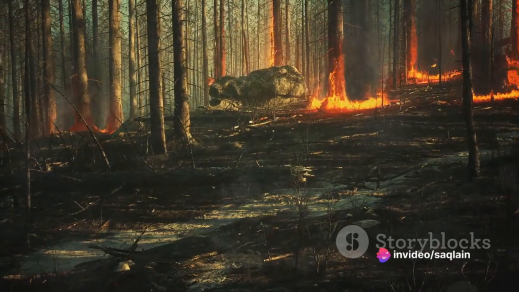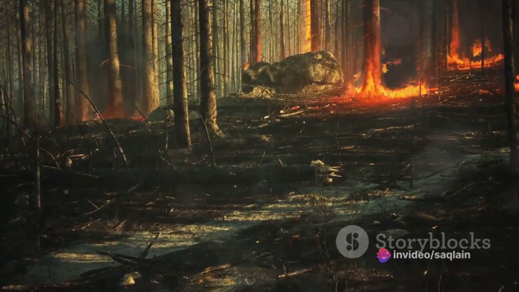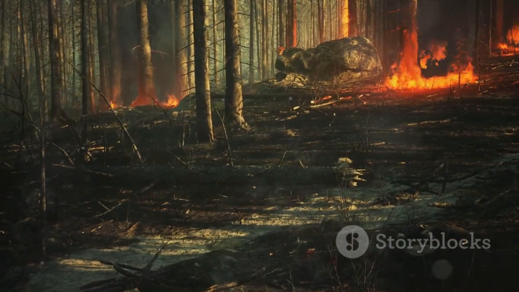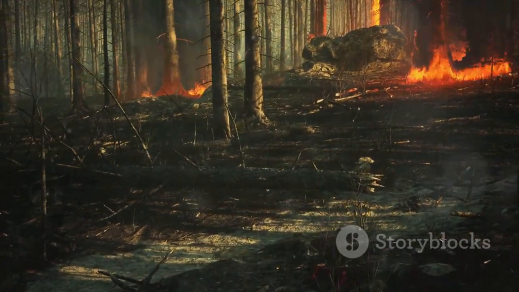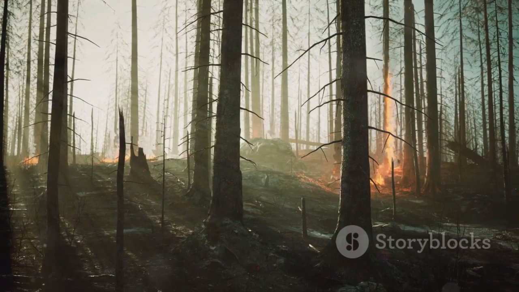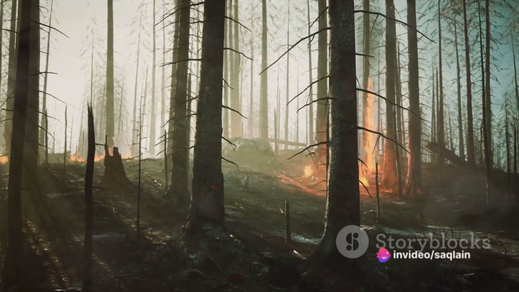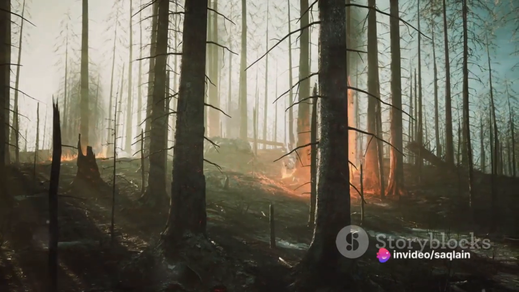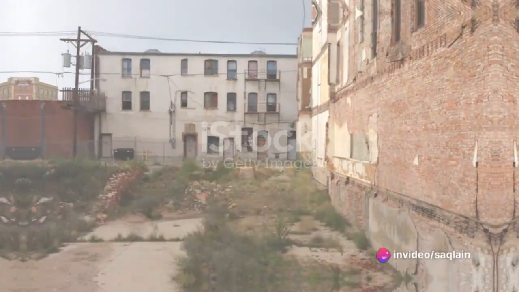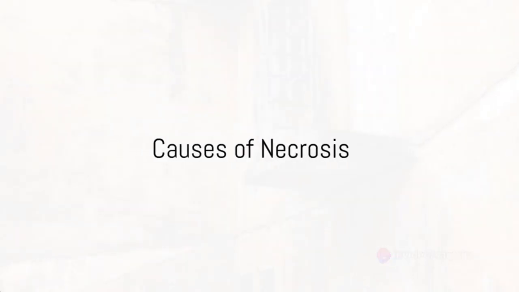Lastly, we have gangrenous necrosis. This term is often used to describe necrosis in a large area of tissue, especially in limbs. It's like a forest fire that engulfs a large area, typically associated with a lack of blood supply, also known as ischemia. So, what causes necrosis?